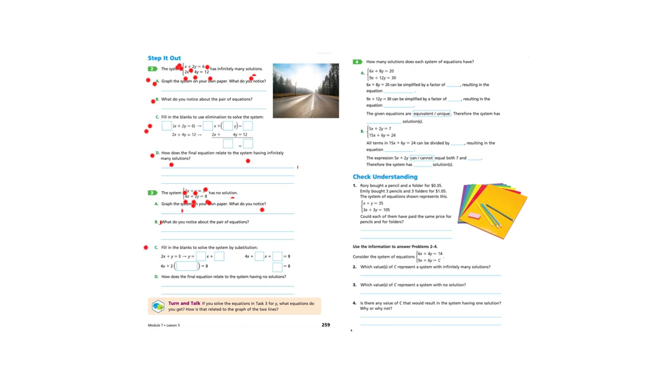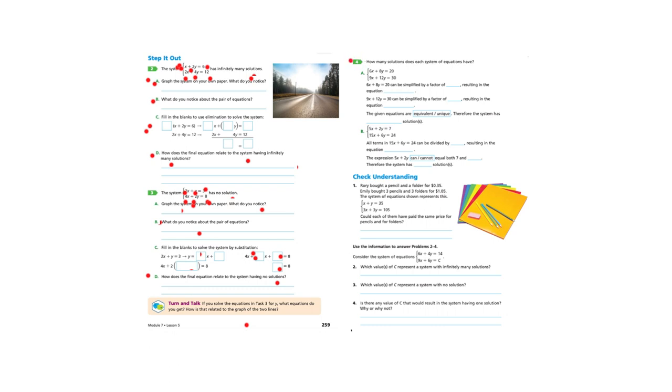And then C, fill in the blanks. This time they want you to solve by substitution, but they're going to help you go step by step, so fill in those blanks. And then D, how does the final equation relate to the system having no solutions? Again, you can go back to the previous page, build understanding, and look at what they told you about systems that have no solutions, and if this follows that same pattern and matches up, so you can recognize that later. And then this turn and talk, if you solve the equation in task 3 for y, what equations do you get? How is that related to the graph of the two lines? So look at what you've done and think about that.